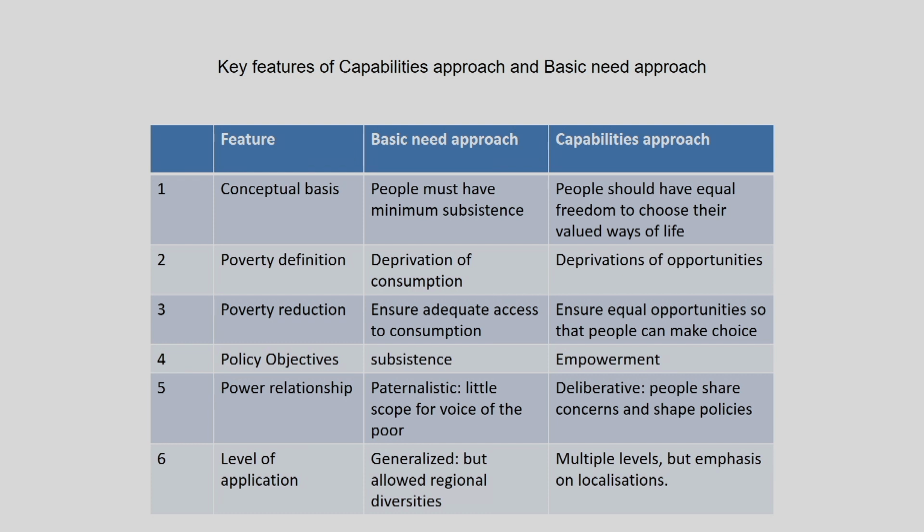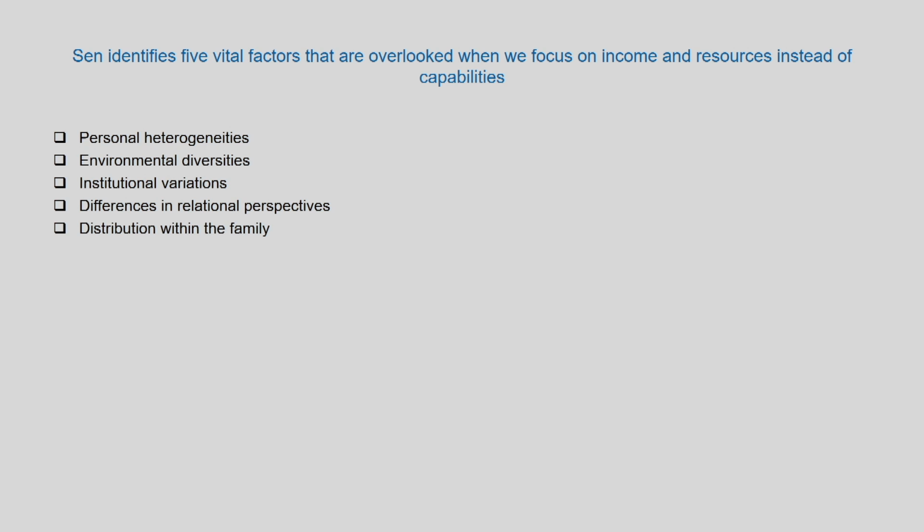And based upon these distinguishing features of the capabilities approach and the basic needs approach, Sen identified 5 vital factors that are overlooked when we focus on income and resources instead of capabilities. They are referred to as the following. The first of them all is personal heterogeneities. That is, when a policy maker is trying to frame a development policy, personal heterogeneities are not kept in mind.